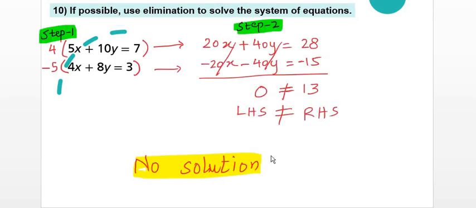So here is the answer for this question. As you can clearly see, all the variables are cancelled on the left hand side, and on the right hand side it is giving us 13. So this side is 0, this side is 13. That is not possible, so there is no solution. Now let's solve some questions from the past papers.